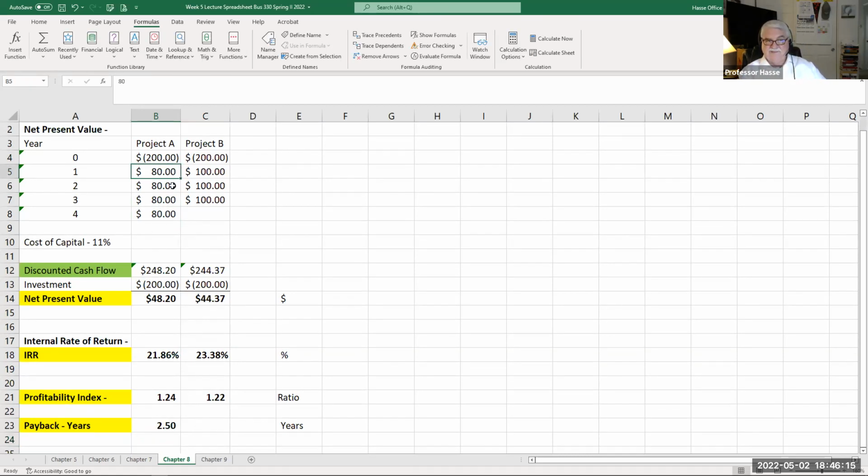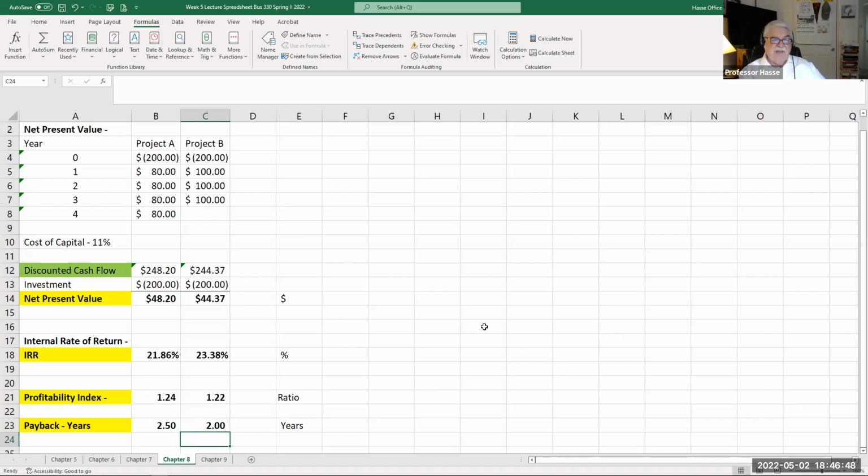$180, $160. $160 have been returned of the 200 by year 2. Now in year 3 it goes to $240, but we only need $40 to hit the $200 amount, which is half of the year 3 return. So 2.5 years. Project B, it's even simpler to figure out. It takes us exactly 2 years to return the $200.